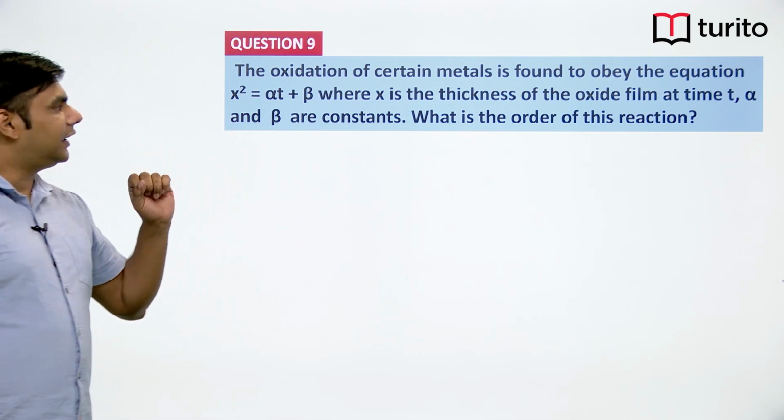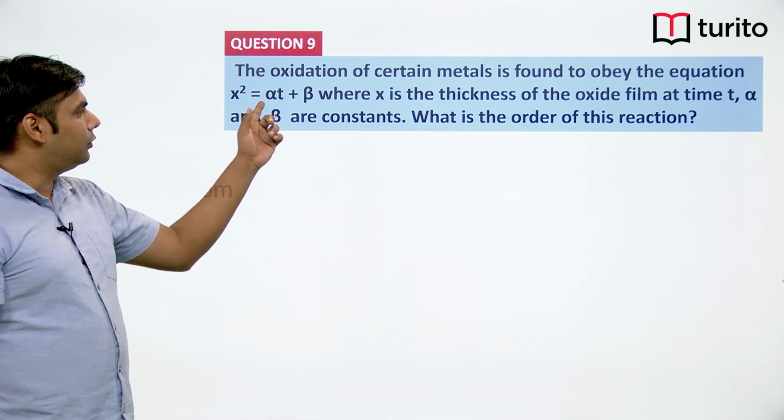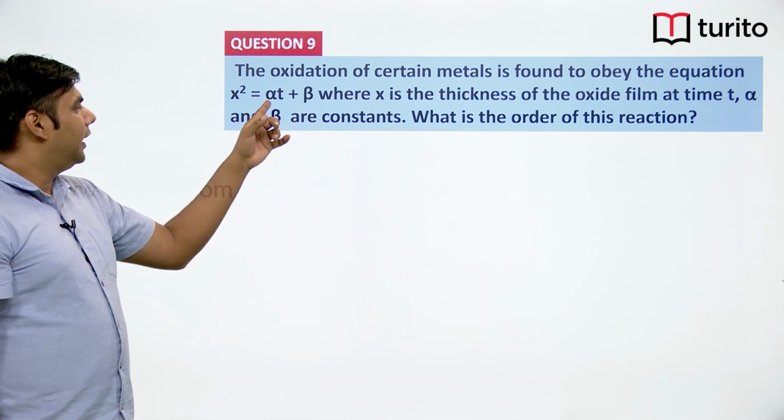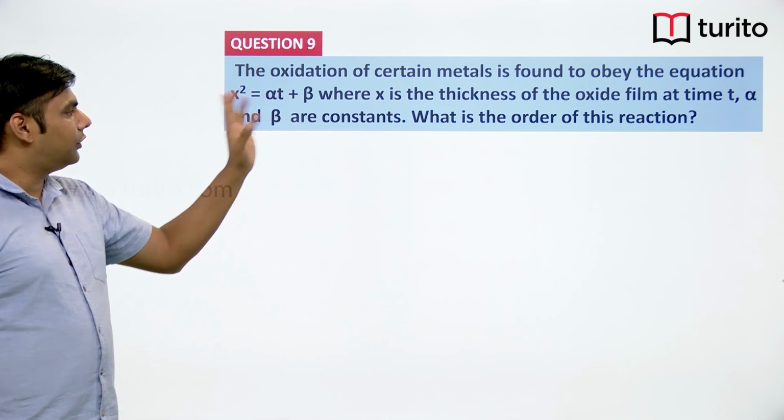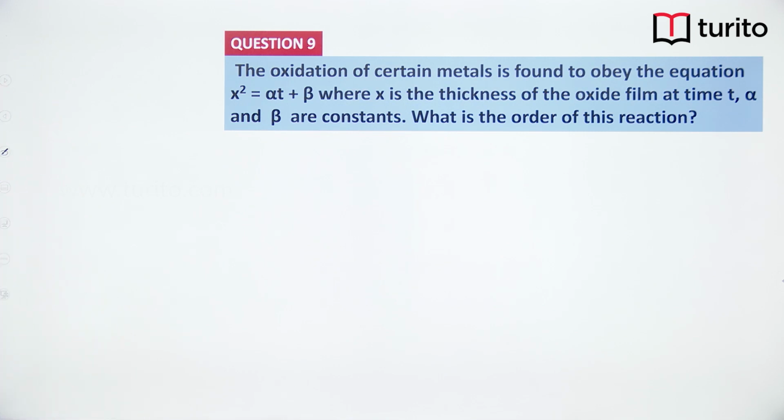So that thickness x is given by x square equals alpha t plus beta. Now alpha is a constant, beta is a constant, and t is the time. We have been asked what is the order of this reaction. Now how will we do this? Just think for a while.